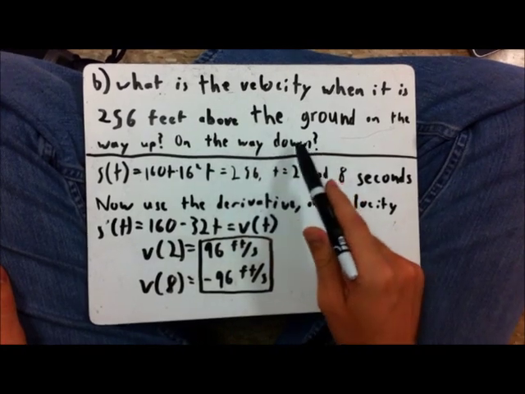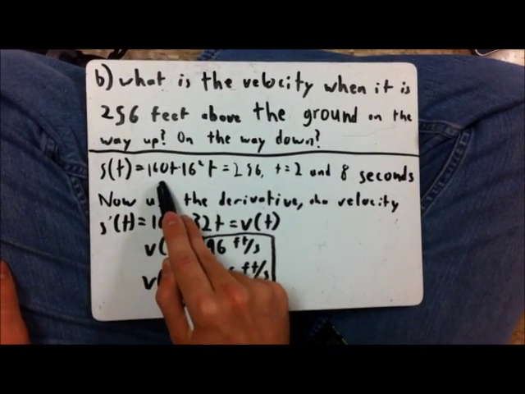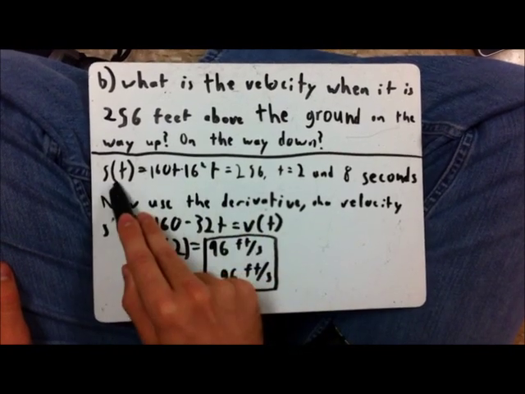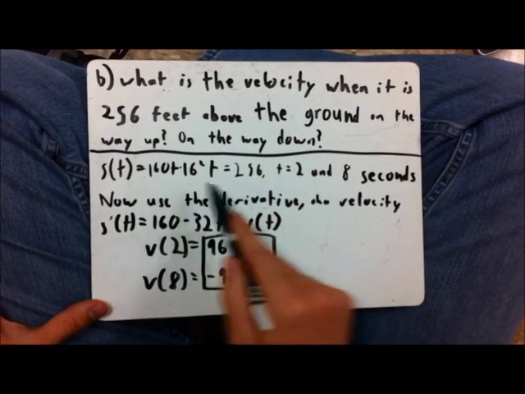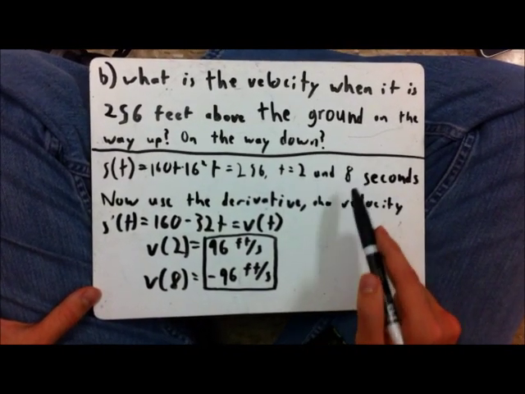256 feet above the ground on the way up and on the way down? First, you have to solve for the time when the height is 256. Factor this out and you'll find that the time is 2 and 8 seconds. 2 for the way up, 8 for the way down.